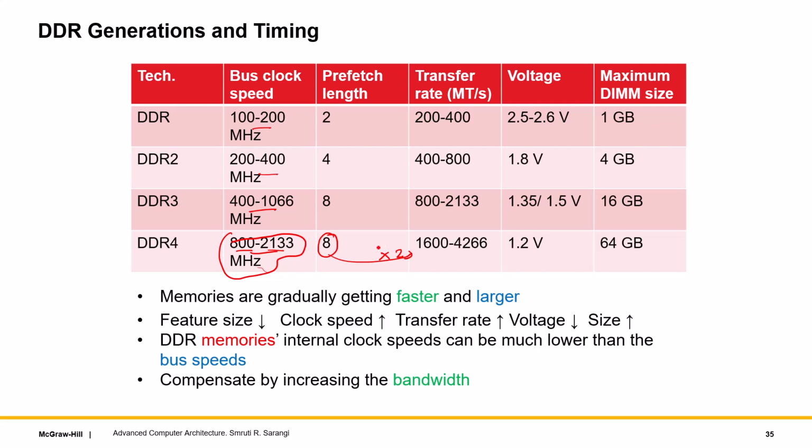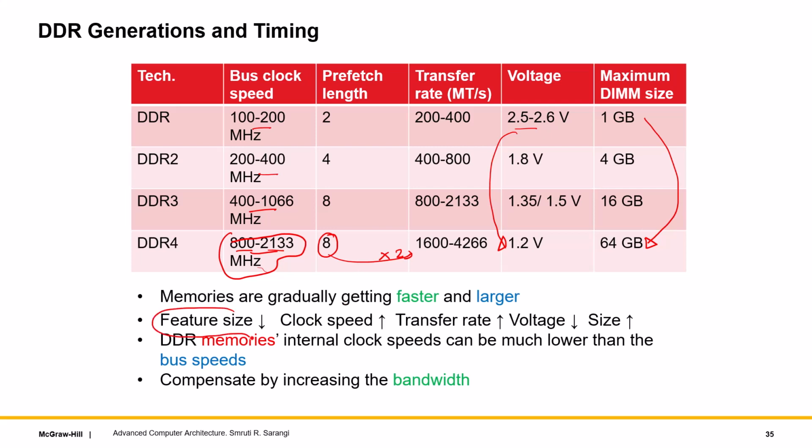Voltages have reduced, and voltages do reduce to make things faster. But of course, you need to have a smaller technology node also. So transistors need to get smaller. Previously the voltage was 2.5, 2.6 volts. It has steadily come down to 1.2. And the maximum size of a DIMM also has steadily increased from 1 GB to 64 gigabytes, which is quite a bit. So memories are getting faster and larger.